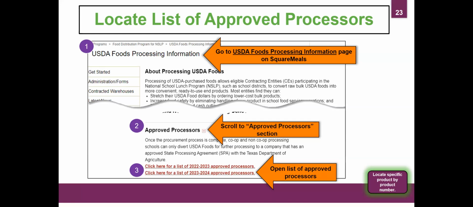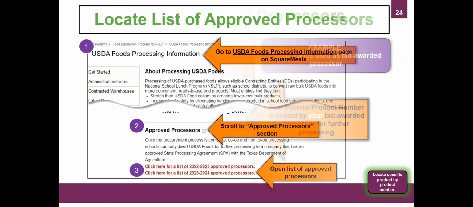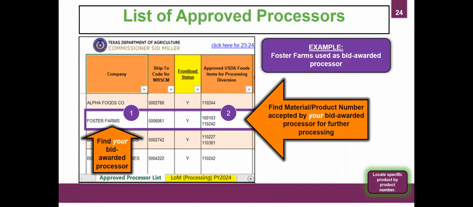From there, we want to access that file. Obviously right now we have the file for 23-24, but you guys will be waiting until we get that file for 24-25. Once that's posted, that will be the information that you will utilize as you move through the transition. When you open that file, it literally spells out all the different processors. So you find your processor, and then as you move to the columns to the right, you'll see those material numbers that are linked to that processor.